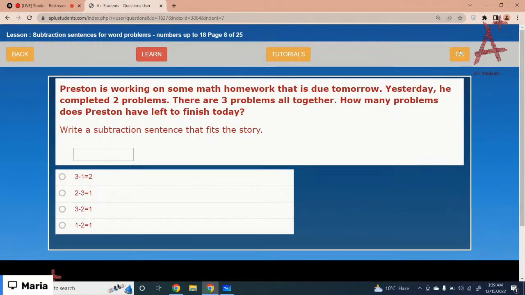Preston is working on some math homework that is due tomorrow. Yesterday he completed 2 problems. There are 3 problems altogether. How many problems does Preston have left to finish today? Got it? So which is the correct option? It would be 3 take away 2. Got it? So 3 take away 2 equals 1. So select the correct option, then click on the OK button.